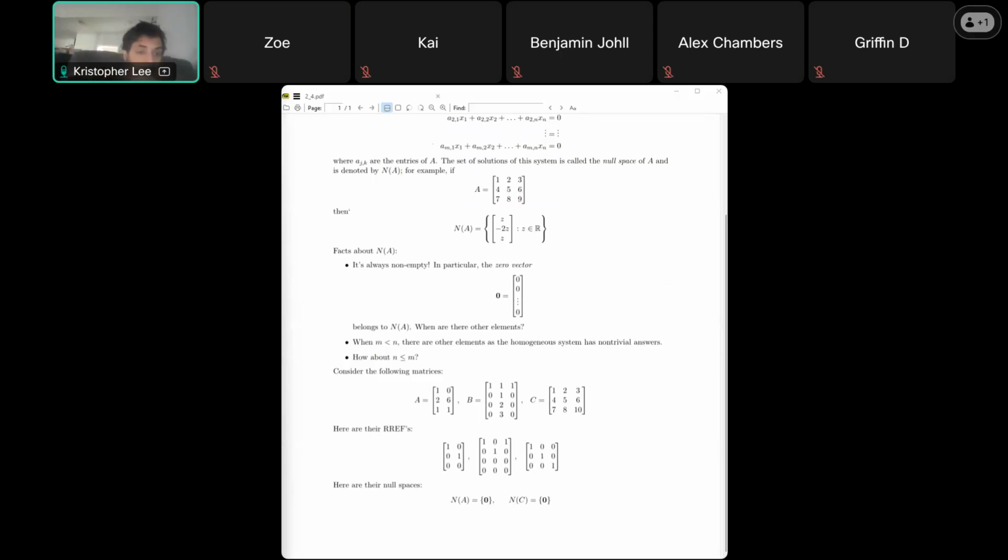But what about matrix B? Let's compute its null space. Note that column 1 and column 2 are pivot, which means column 3 is not pivot, which means the variable associated with column 3, which is the variable z, is free to be whatever it wants to be.